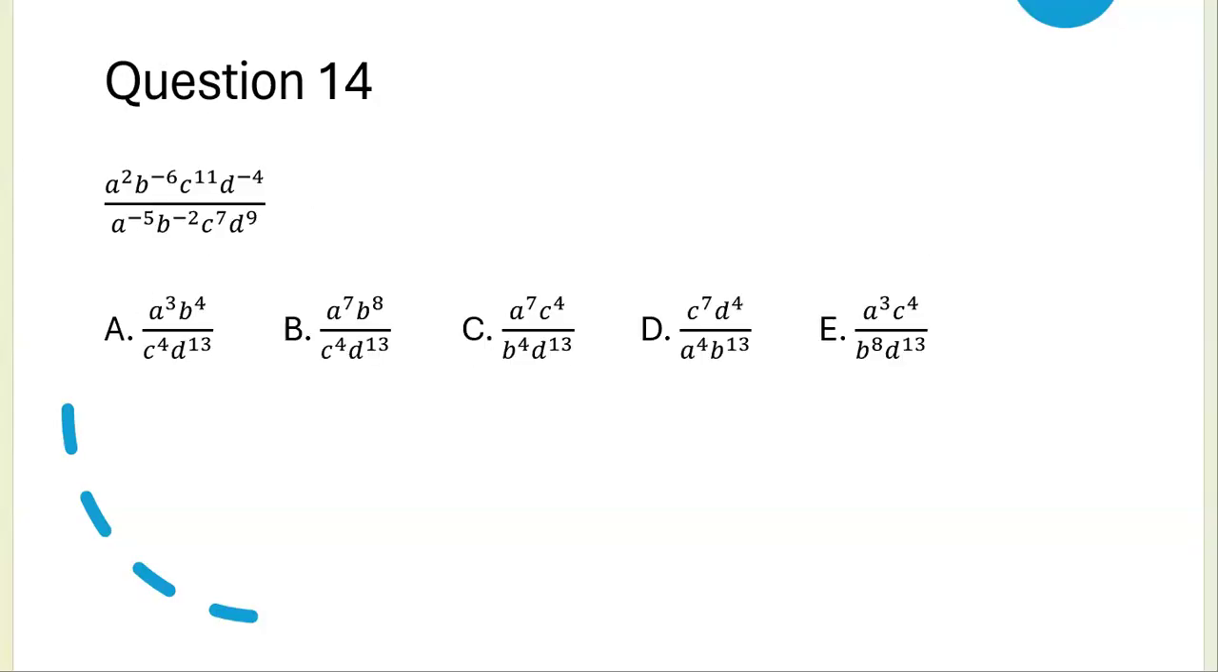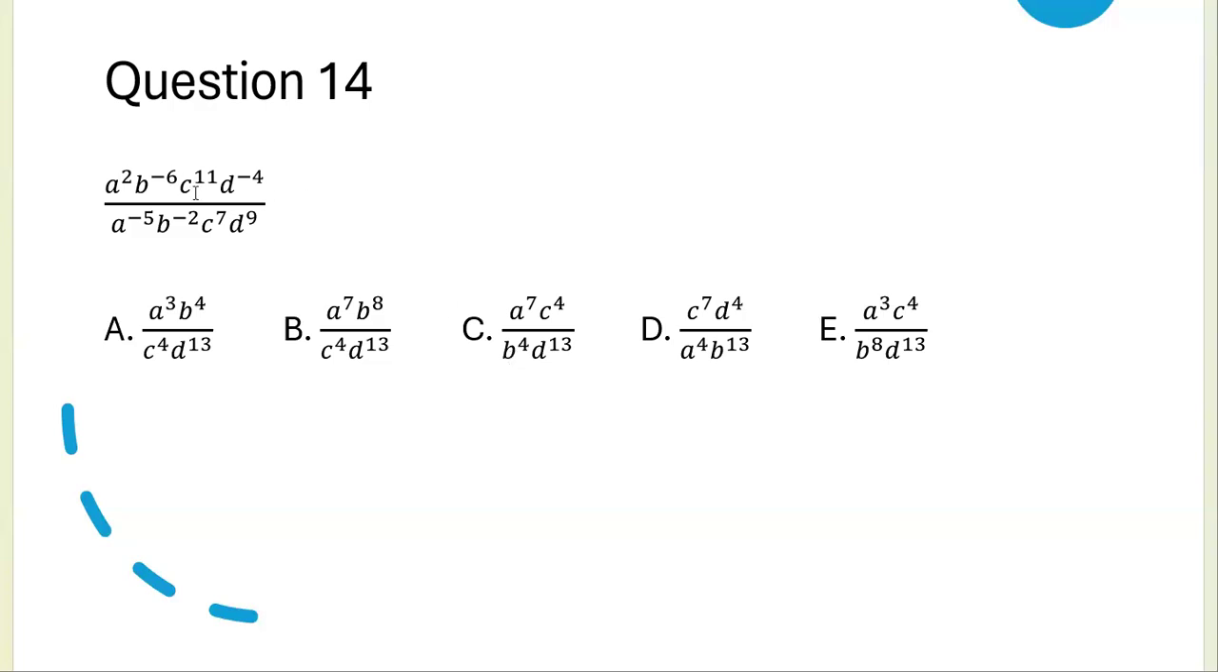Number 14. This is a very typical algebra problem. How do we simplify this? You have these a's, so it'll be 2 minus -5, which is 2 plus 5. So a to the 7th we should get. Okay. b to the -6 plus 2. So we get b to the -4, which is b to the 4th on the bottom. Looks like probably this one.